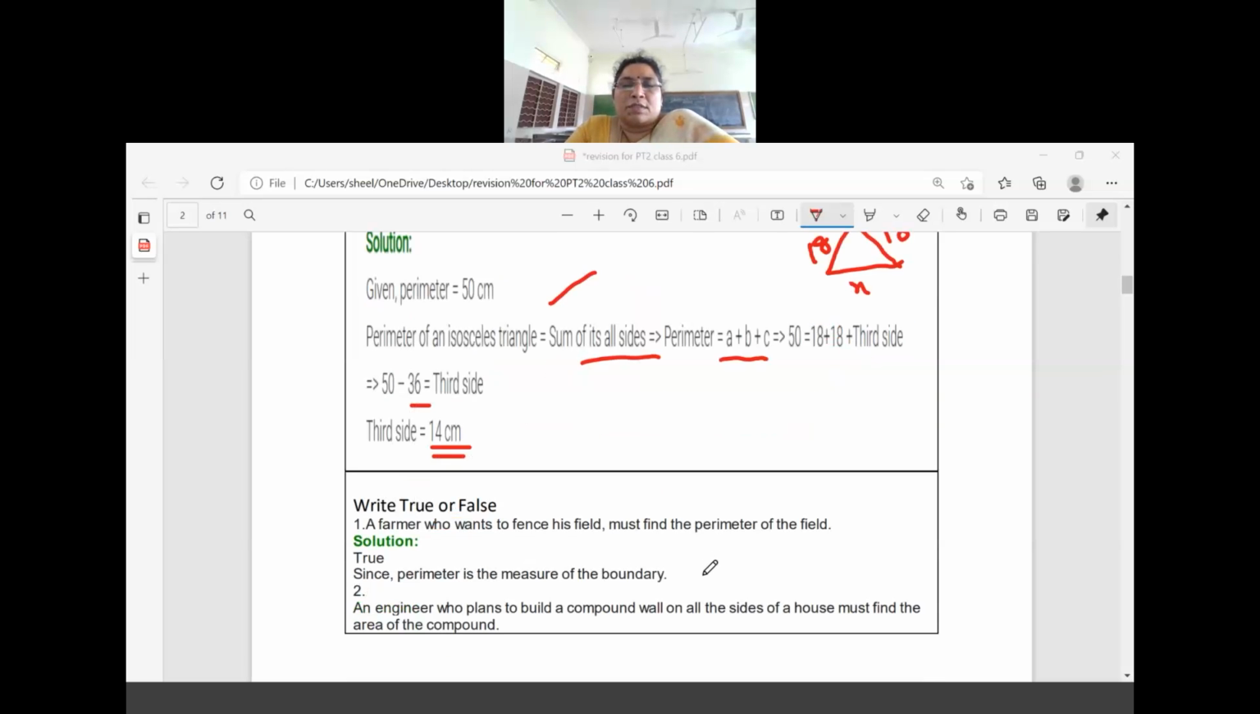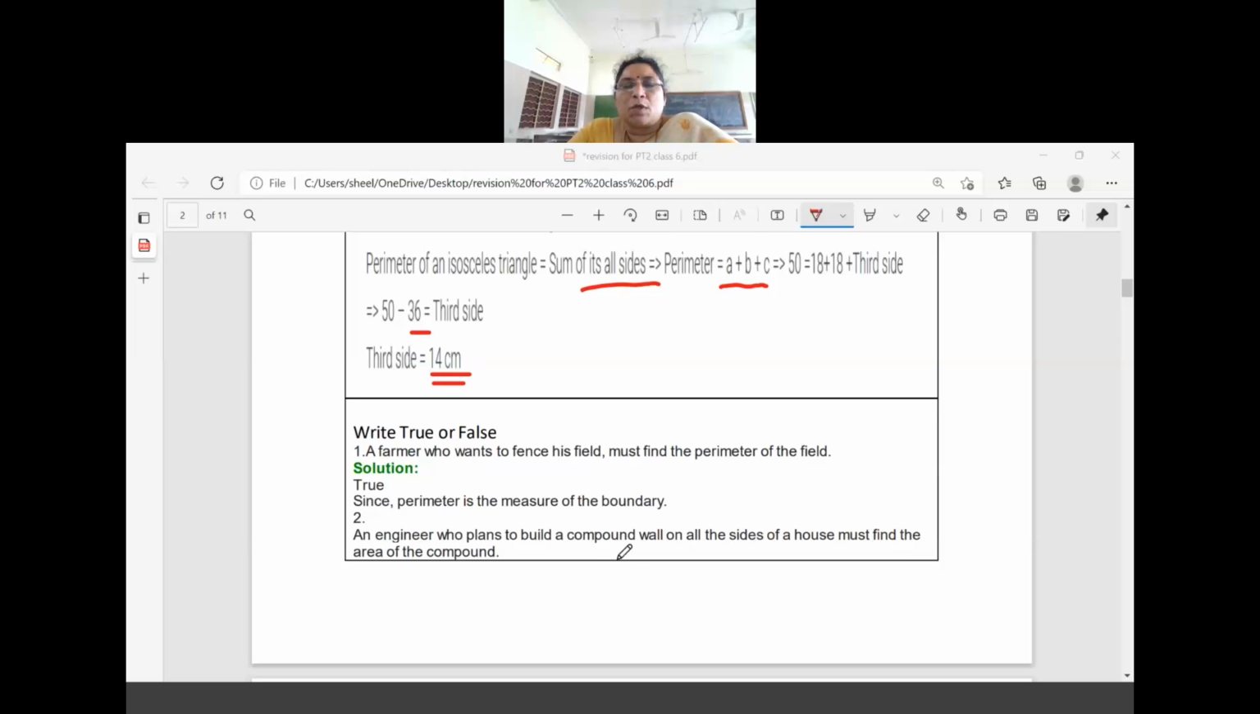Write true or false means here it is based on your theory only. A farmer who wants to fence the field must find the perimeter of the field. Here we want to check whether you know the concept of perimeter or the concept of area, right? So true or false is given.